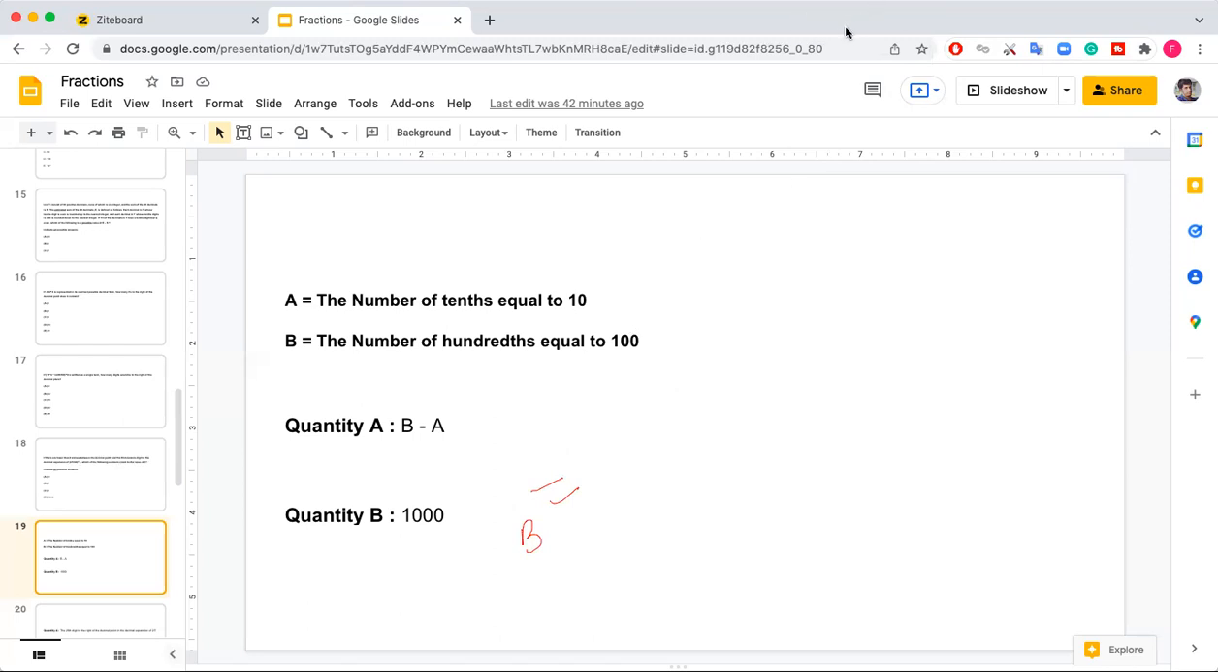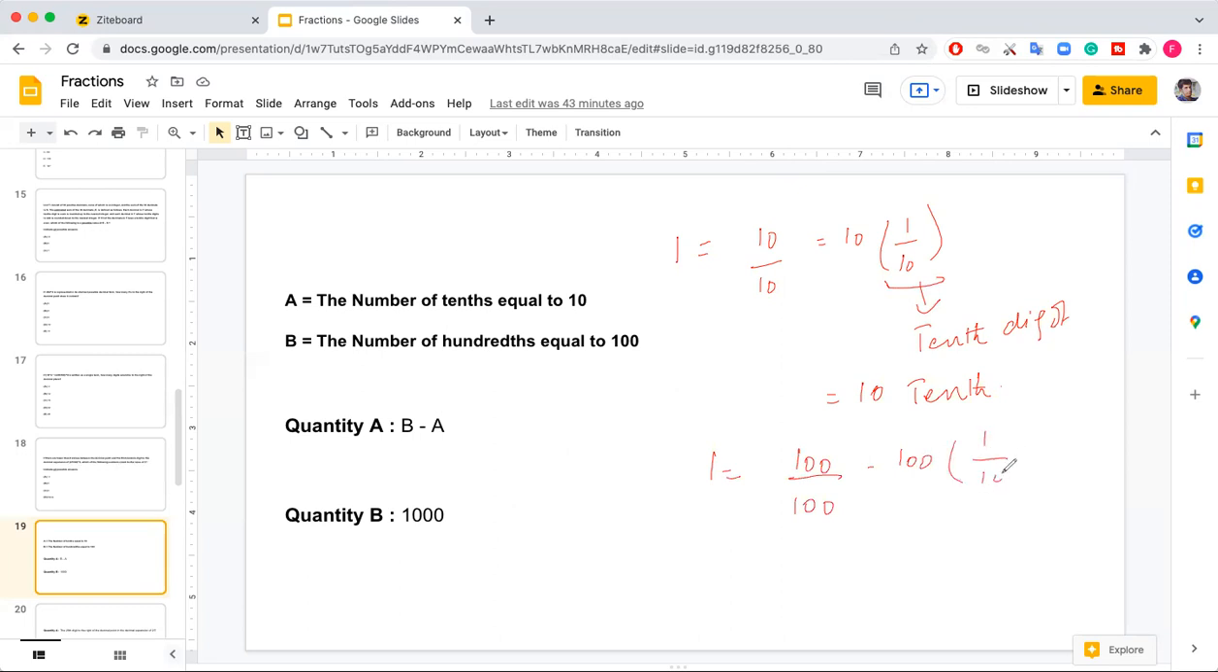Okay, so first try to understand what exactly this question is. Let's suppose we have 1. We can write 1 as 10 over 10, right? This will be 10 into 1 by 10. And 1 by 10 is actually a 10th digit, right? So in 1, we have 10 times 10th. Likewise, we can also write it as 100 over 100. So this is 100 into 1 by 100. And this is the 100th digit. So for 1, we have 100 times the 100th digit.